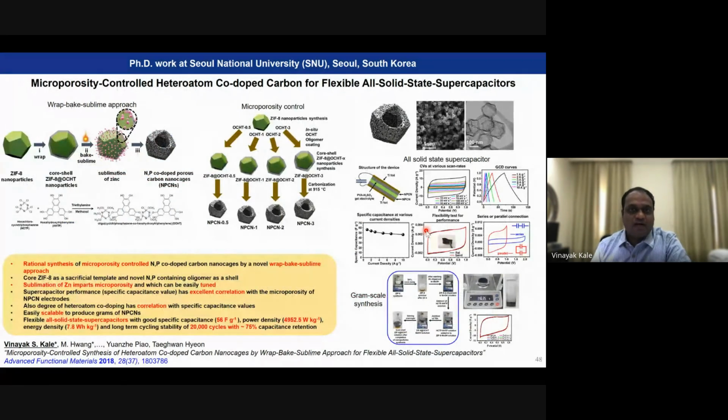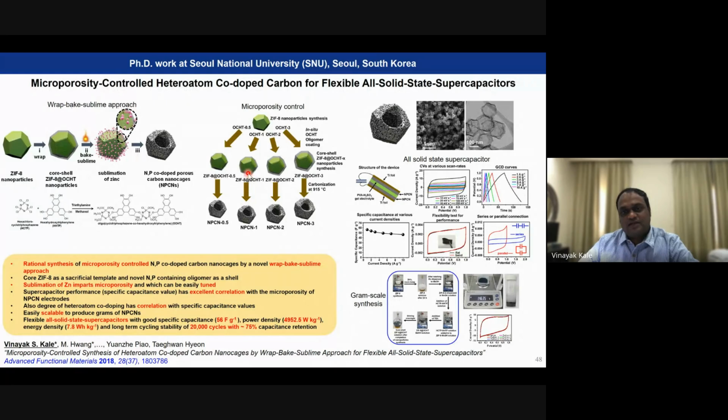In the second work, I took the pre-synthesized MOF material, ZIF-8, which contains zinc. As we know, zinc can directly sublimate at higher temperature, so my idea was to make use of this sublimation technique. I wrapped an oligomer, which has nitrogen and phosphorus moieties, on this ZIF-8, and then heated it at high temperature.